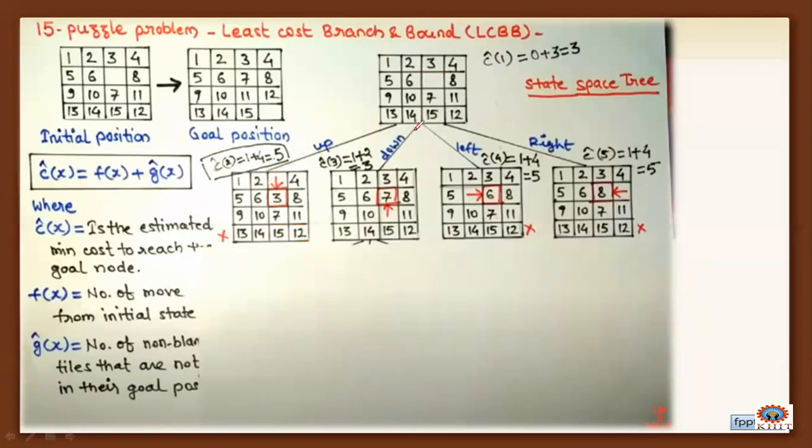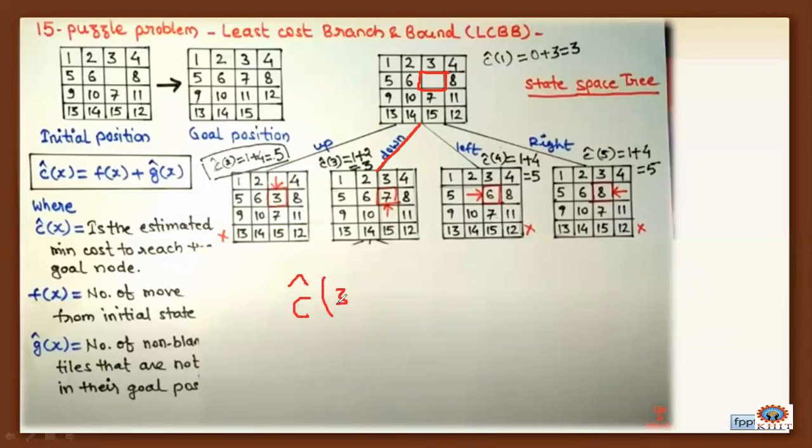Now you can move to, if you select this one down, that means that the empty tile is to be moved down. When the empty tile moves down, 7 will automatically go up. 7 goes up, empty tile moves down. Okay, so when you apply down, now here you need to find the value of C cap of 3.